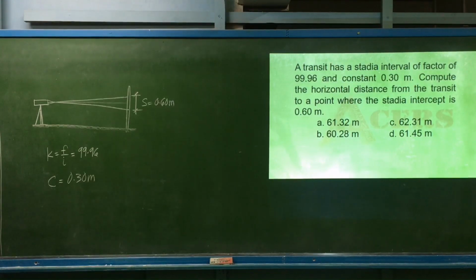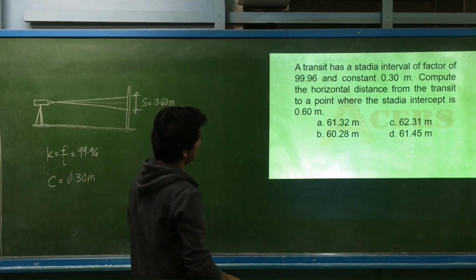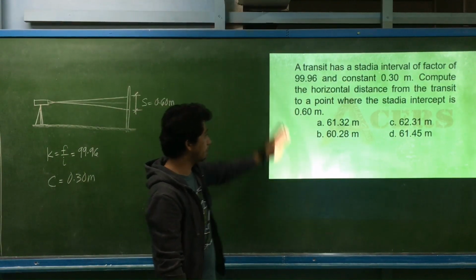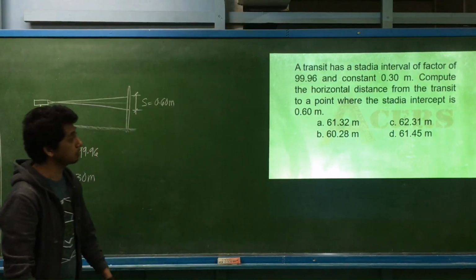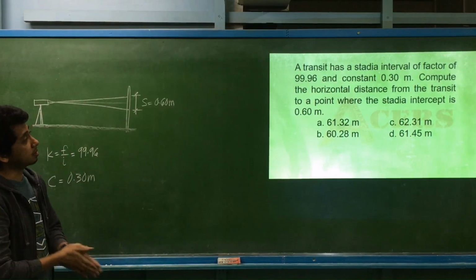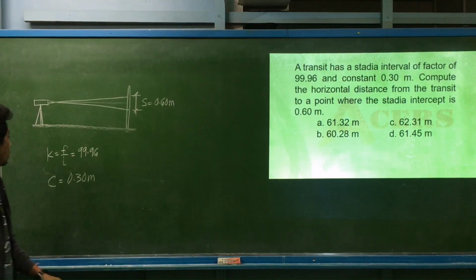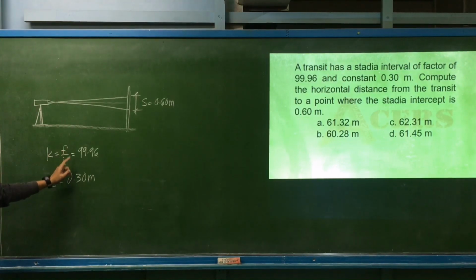Okay, so this is tachyometry. So again, all procedures sa surveying, mga lumang topic na lumalabas noong 2015, 2016. So a transit has a stadia interval factor. Sa ibang reference, it's K. Sa iba naman, F over I. Or pareho lang ito, 99.96. And a constant of 0.30.